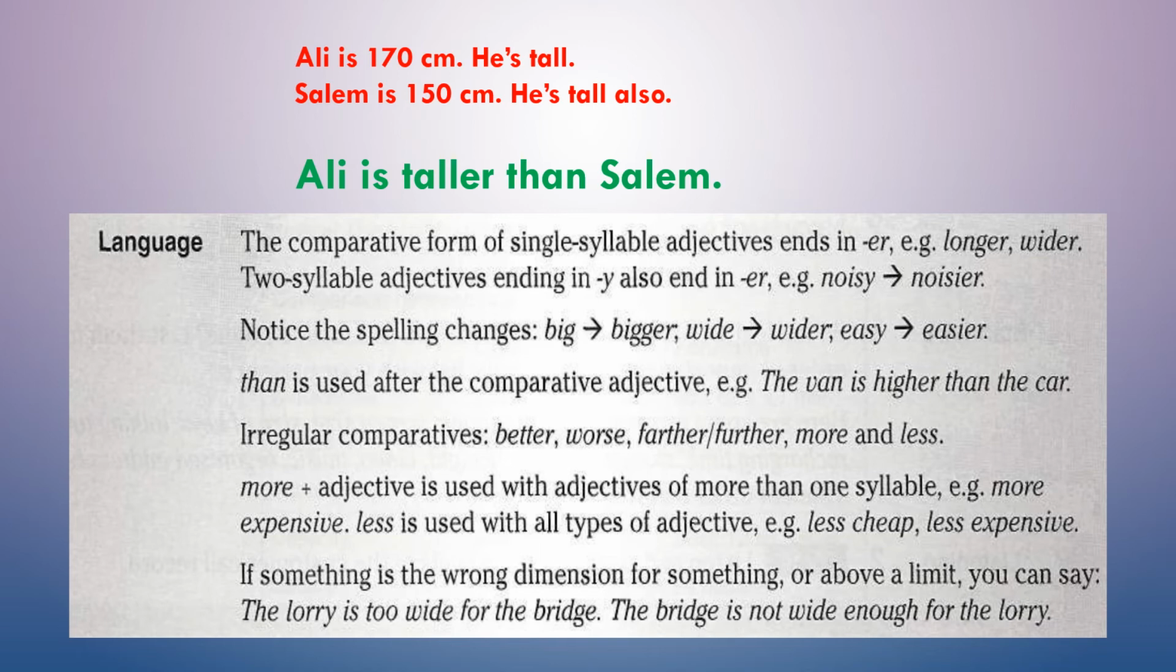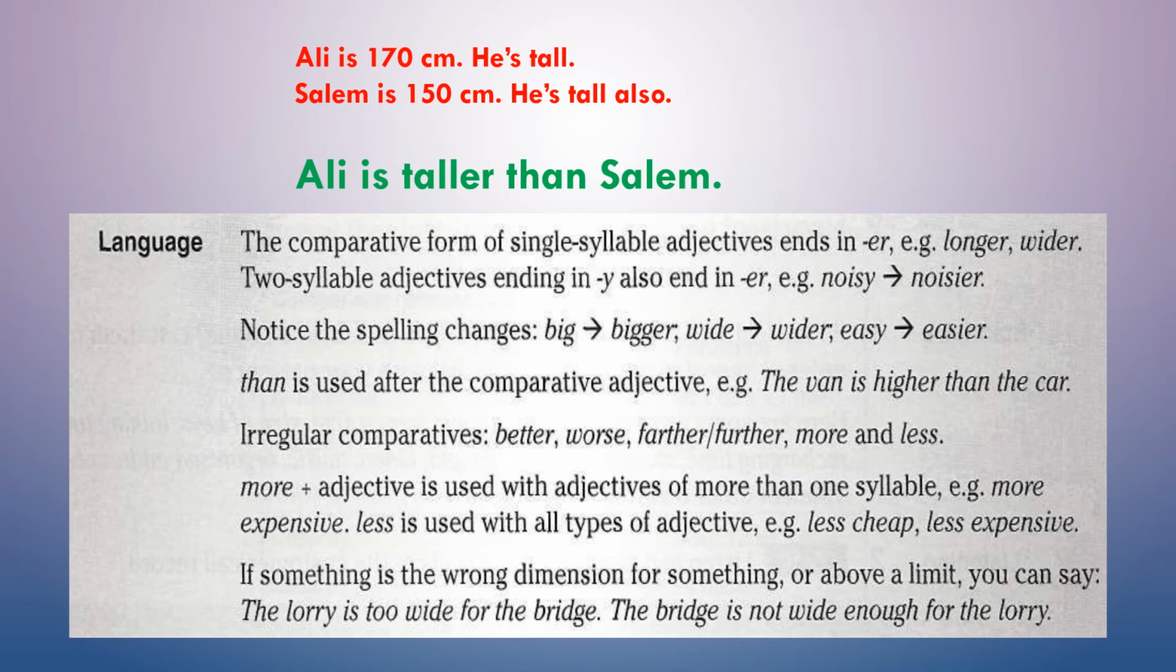Now, we have some irregular comparatives like good. We don't say good, gooder. We say good, better, bad, worse. We have far, it becomes farther or further, not farer. Far, farther. We have much or many become more. And we have little, it becomes less.